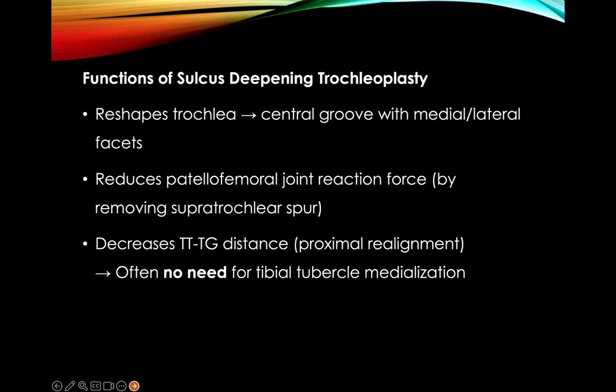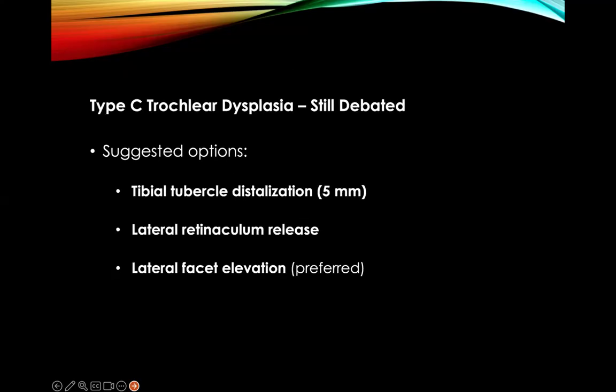Then, what is sulcus deepening trochleoplasty? It is going to reshape the trochlea. It is going to form a central groove with new medial and lateral facets. It is going to reduce the patellofemoral joint reaction force by removing the supratrochlear spur, and it is going to decrease the TTTG distance. A type C treatment is still debated. The suggested options given in literature are tibial tubercle distalization, lateral retinacular release, and lateral facetal elevation.